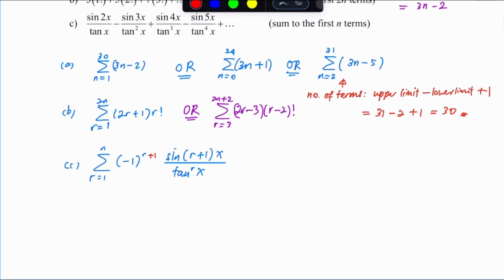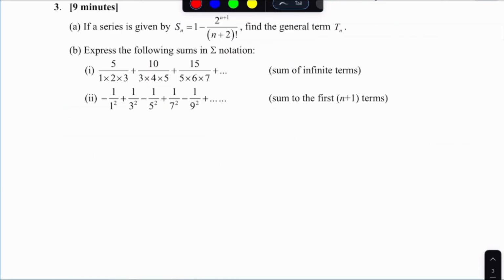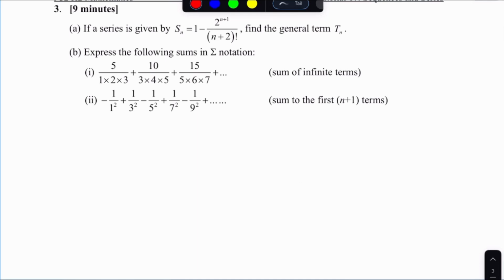Question 3. If a series is given by that, find the general term Tn, and express the following sum in sigma notation. So same kind of exercise, but this one I need to go through a bit. For those that I've collected, I feel that you have a very strong foundation, and I'm very happy to see your scripts.